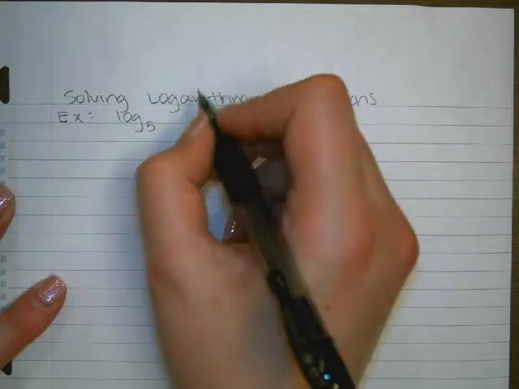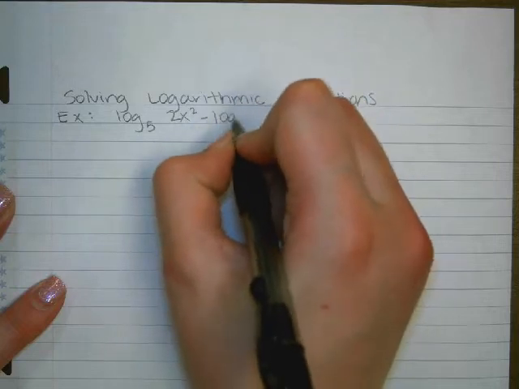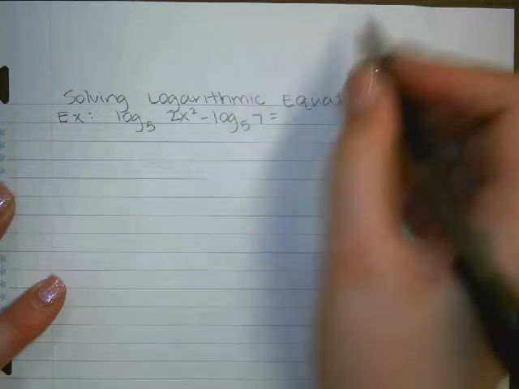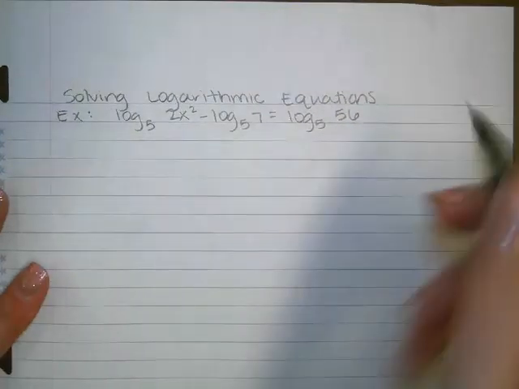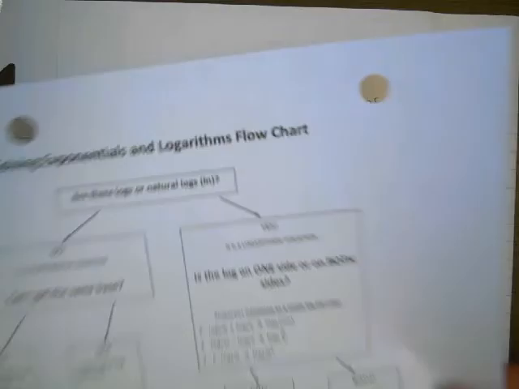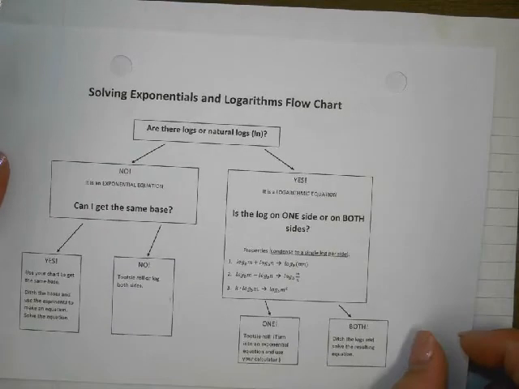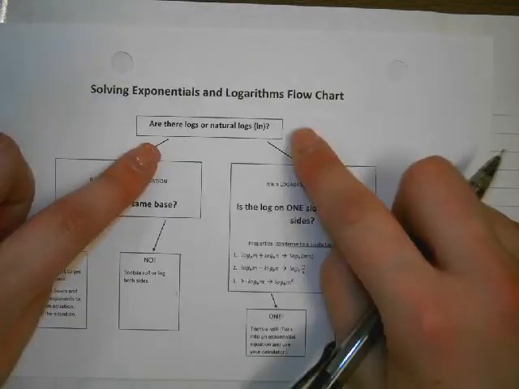So first we have log base 5 of 2x squared minus log base 5 of 7 equals log base 5 of 56. And one thing you can do, for some students, solving these equations just feels pretty straightforward. It feels natural to you. For other students, it can be really hard once we start to mix up all these different types of equations. So you have this kind of flow chart that I made.